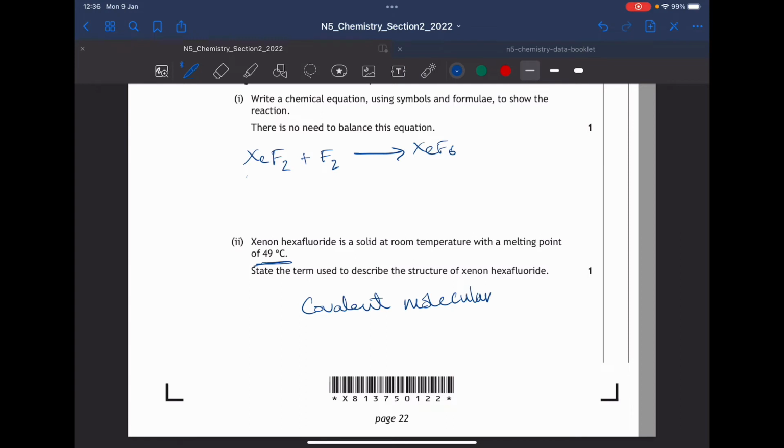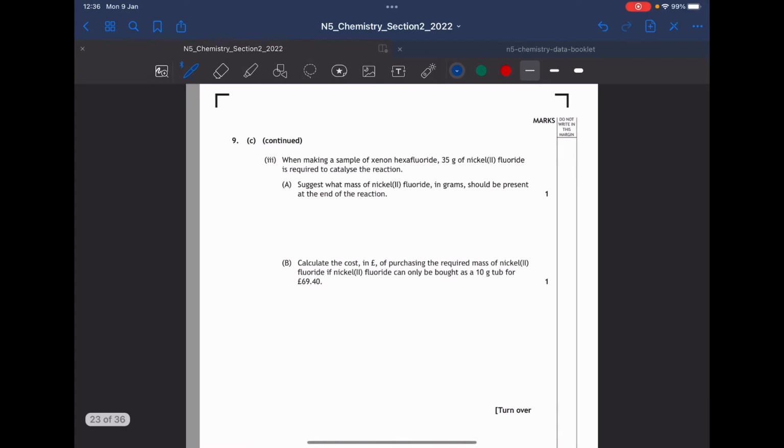Okay, so all non-metals and low melting point is covalent molecular. All non-metals and a melting point above 1,000 would be the covalent network. So that's how you can tell the difference. I do have a video on summarising the properties of bonding for National 5. If you're struggling with that, you can have a look at that as well.